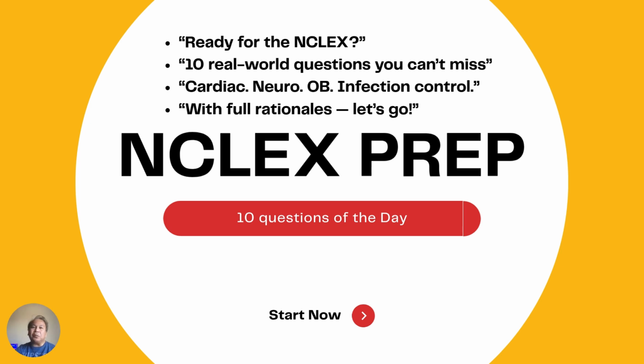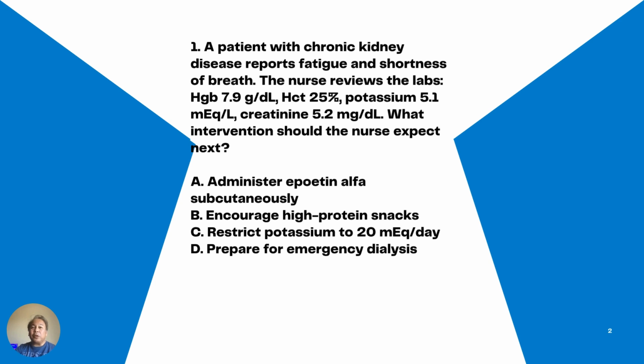Let's look at question number one. A patient with chronic kidney disease reports fatigue and shortness of breath. The nurse reviews the labs: hemoglobin of 7.9, hematocrit of 25, potassium of 5.1, and creatinine level of 5.2. So remember, this patient has chronic kidney disease. What intervention should the nurse expect next?